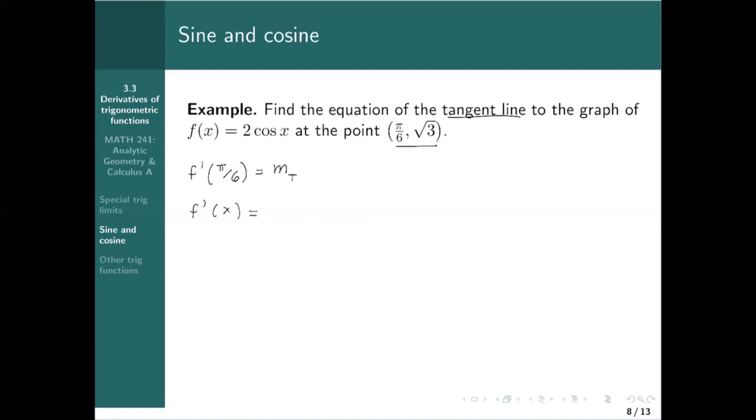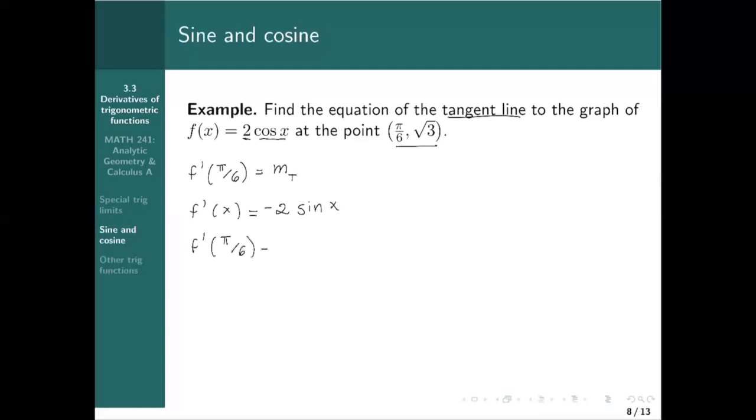So we have a constant 2 and a trigonometric function cosine of x, which we just saw has derivative minus sine of x. So we keep the 2, and then the derivative of cosine is minus sine, so the derivative is going to be minus 2 sine of x.